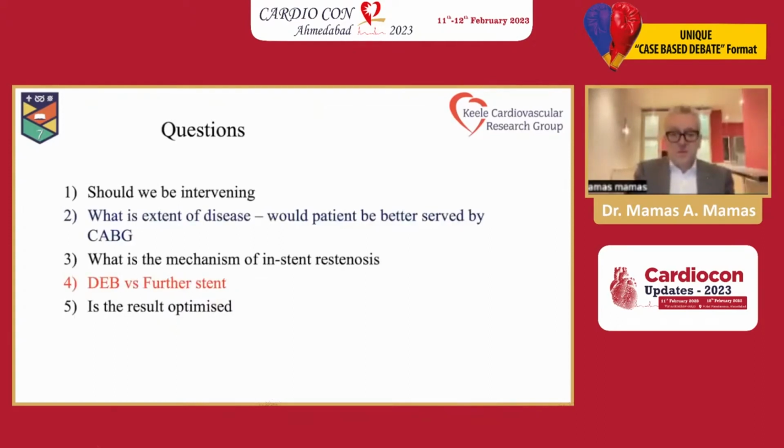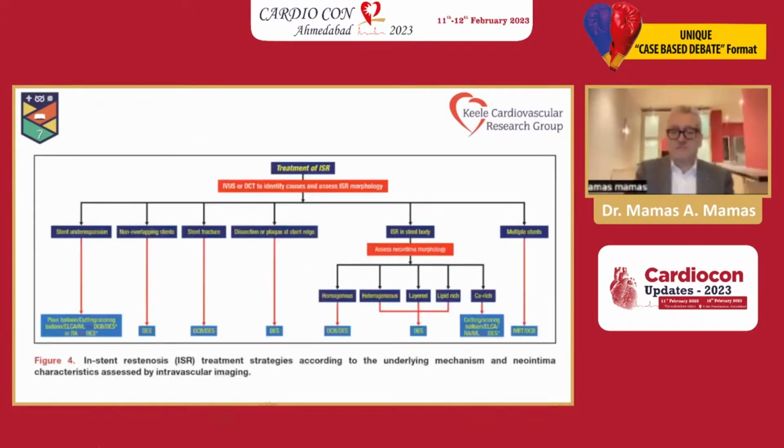Now, the fourth part of the question is, okay, we've assessed the mechanism, we're going to try to treat it. What should we use? Should we use a drug-eluting balloon or a further stent? Now, obviously, if you only have one stent, as in this case, then you have that option. If you've had 2 or 3 layers, then you clearly cannot put in another stent, and so you have the drug-eluting balloon as your option. But in this case, we have the option of a drug-eluting balloon or a further stent.